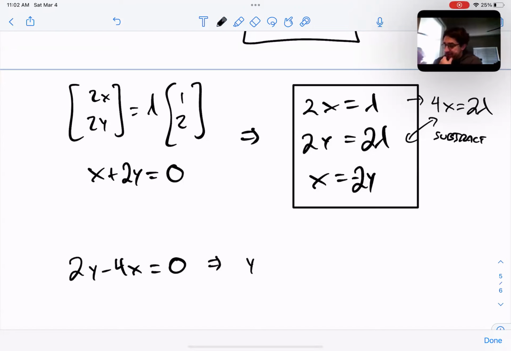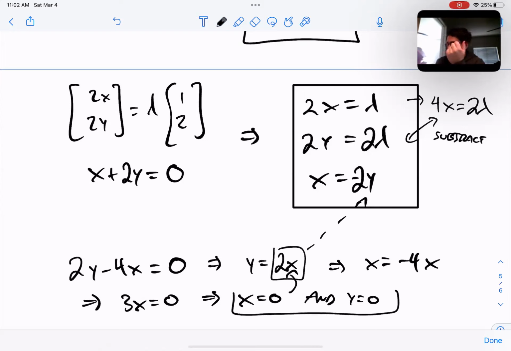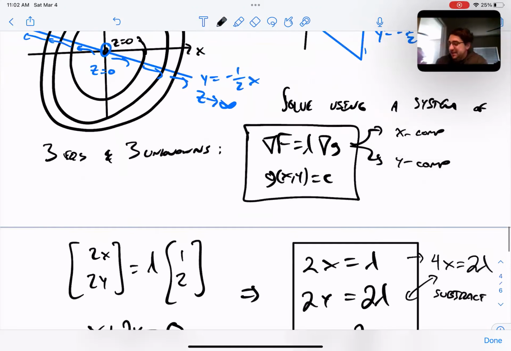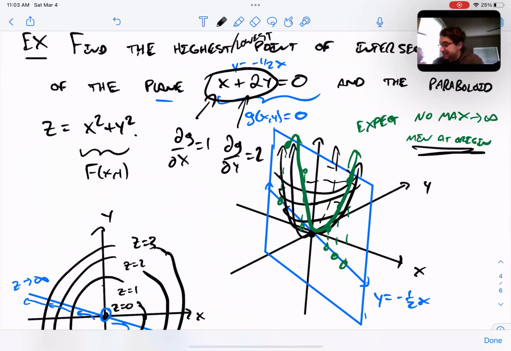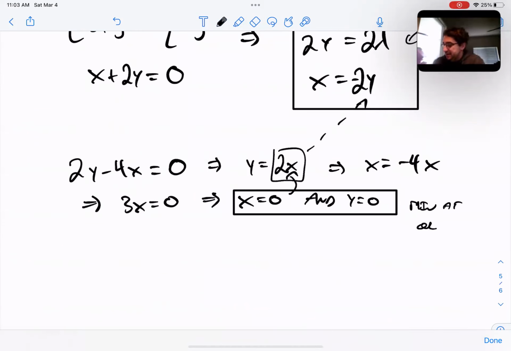So I get y equals 2x. And then I can plug that into that third equation, and I get x equals negative 4x, which means x is 0. So I get 3x equals 0, so x is 0. And if x is 0 and y equals 2x, then y equals 0 also. There we go. So this only found one place where you could have a max or min, and it was exactly what we hoped: the origin. That's what we had here. This confirms our expectation. There should just be a min at the origin and nothing else. That's what we found. So this is our min at the origin.